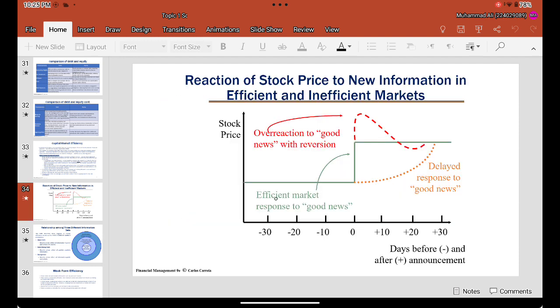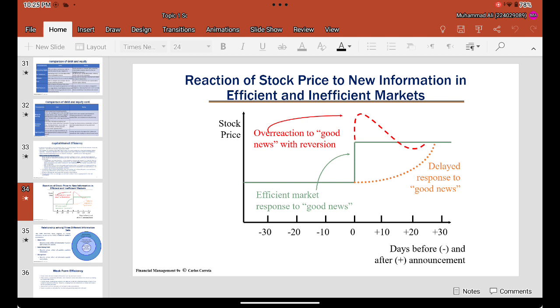Now, an efficient market responds to good news. If a company like Apple has good news, the share price is going to jump quickly and go up. But an inefficient market is like this red one. Can you see what happens with good news? It goes straight up, and when it's straight up over here, it goes straight down. That's inefficient. Why? It's an overreaction.